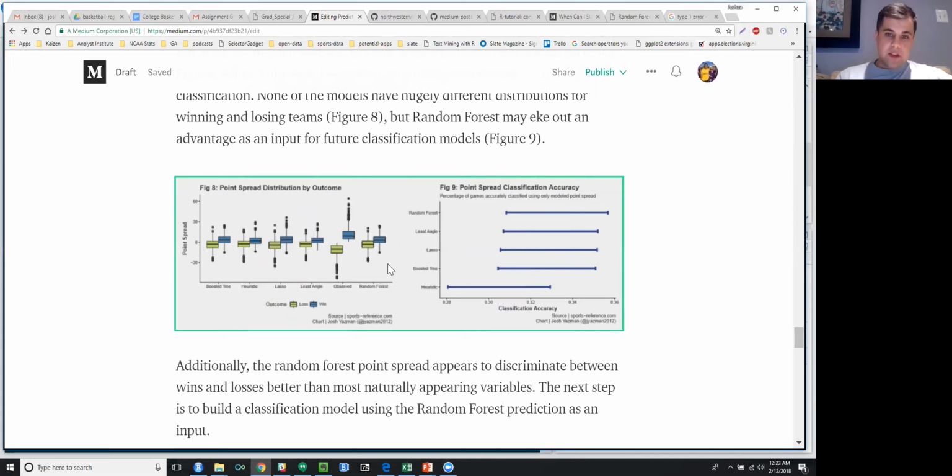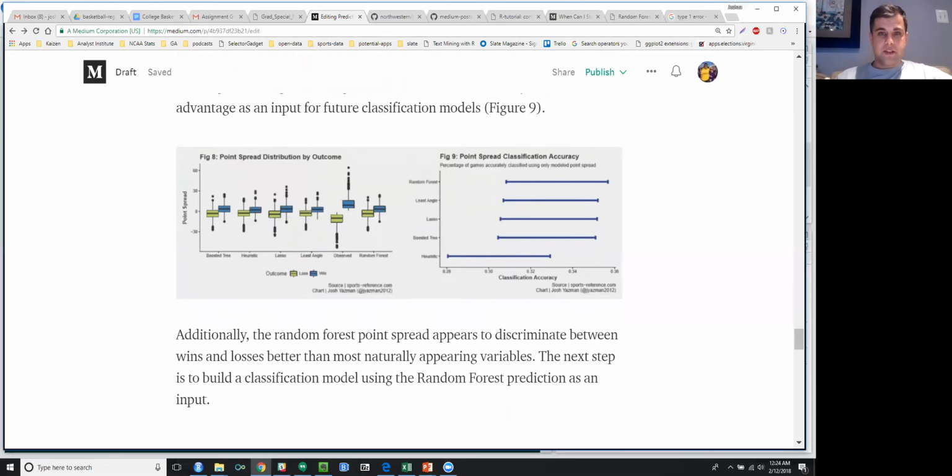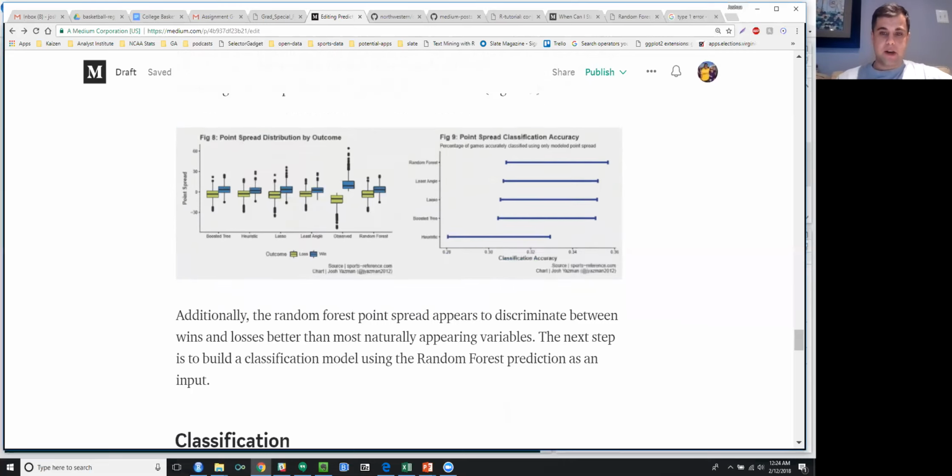And then the last evaluation step I took for my regression models was to say, if the predicted point spread is exactly what we say it is, and that team wins and the other team loses, what's the classification accuracy? So how many games should we expect to predict accurately based on that output alone? The accuracy isn't terribly great, but it's slightly better for random forest than the others. So I'm going to use random forest as an input into the rest of my classification models and move on to that.